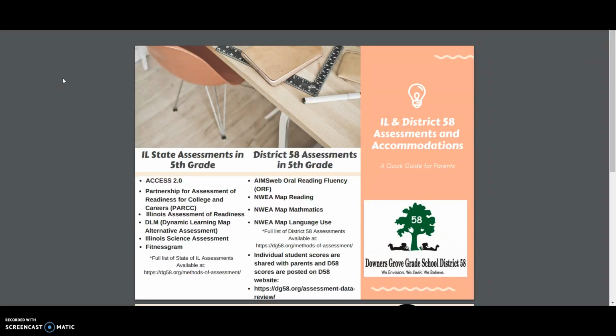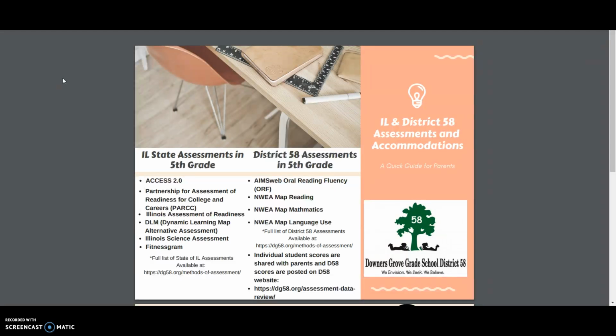here is the first side of the pamphlet. I broke it out into Illinois state assessments offered in grade 5 and then the District 58 assessments offered in grade 5. The big one in Illinois is PARCC testing, which they do at the elementary school level, and we also do at the high school level as well.